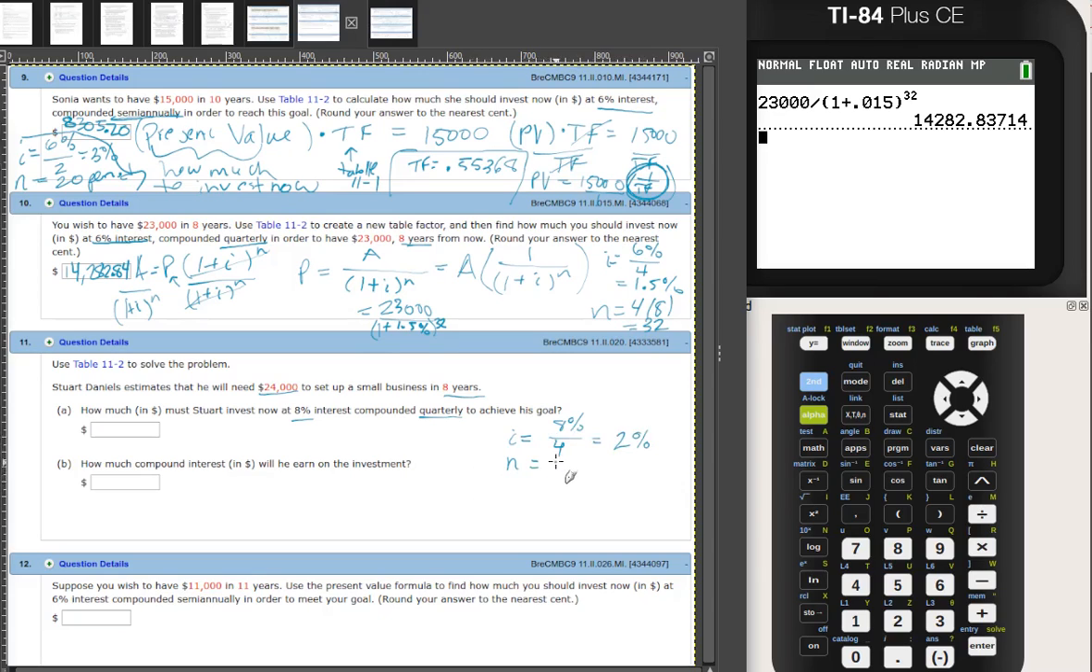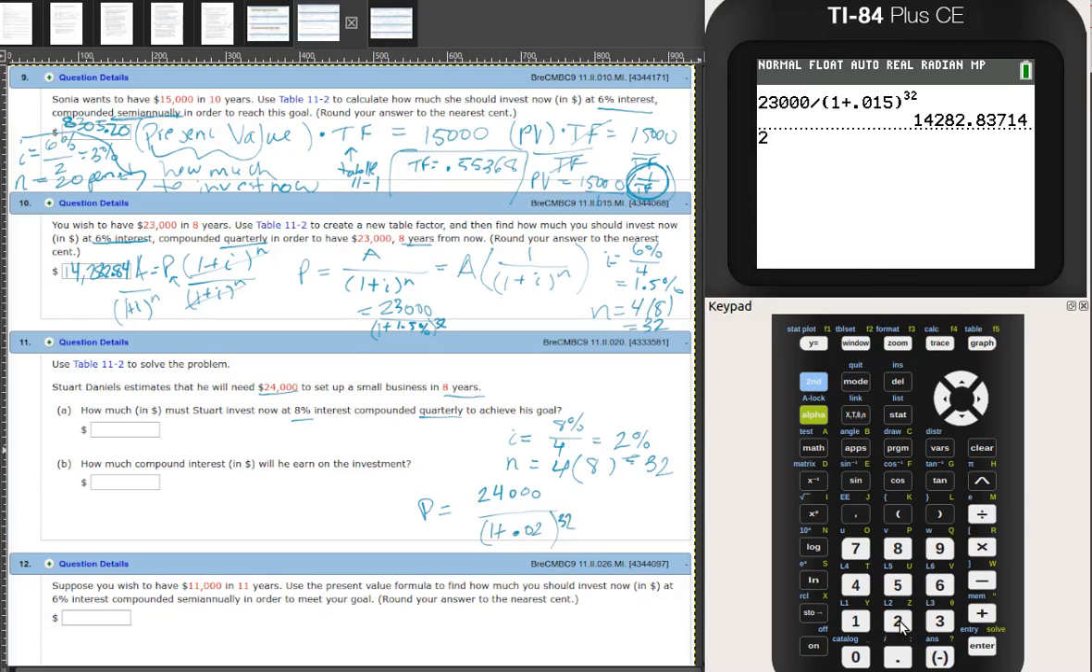And then the total number of periods, it's quarterly, so 4 times per year for 8 years. We're getting the same one, 32 periods total. And so the amount that he needs to invest now, which is the present value, is going to be his hopes for the future value, which is 24,000, divided by 1 plus the interest rate per period, which I'm going to just convert to a decimal right away. It's going to go 0.02, and then to the 32nd power. If we do this one, 24,000 divided by 1 plus 0.02, and then to the 32nd power.